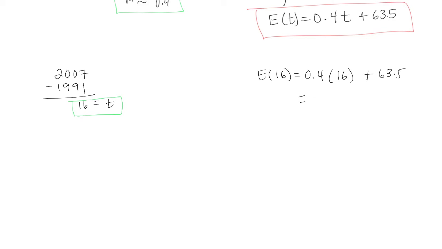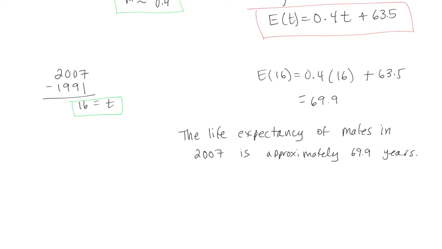which is 69.9. So the life expectancy of males in 2007 is approximately 69.9 years.